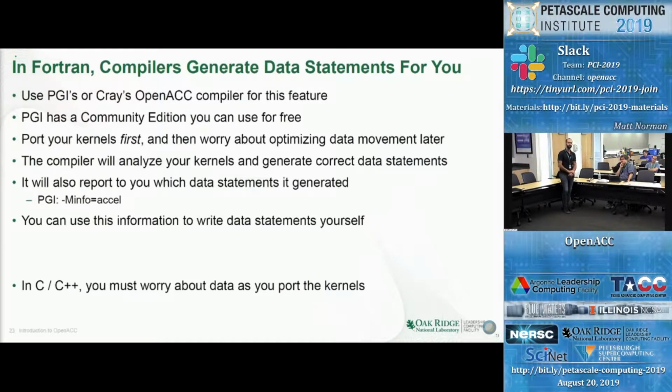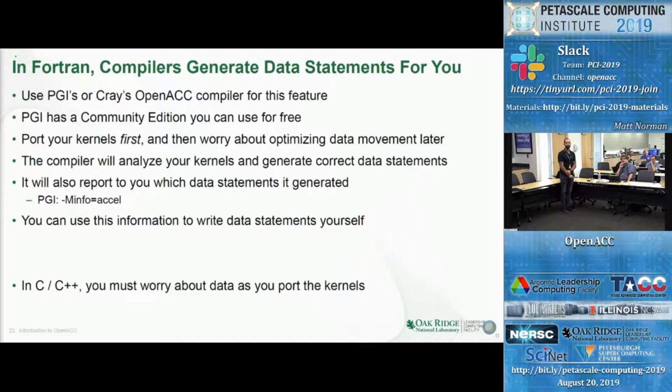What this allows you to do is to port your kernels first and not even worry about data movement, because the compiler will generate the data statements for you. The data movement will be non-optimal, but it will give a correct result and be running on the GPU. So you can separate your concerns, which is really nice to do. And then you can just deal with the data later. Also, I believe Cray has a flag for this too. I just didn't look it up at the time.